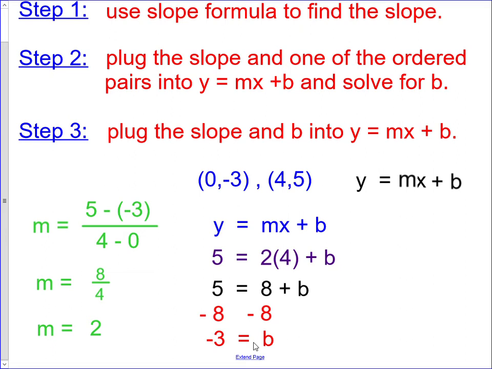Now we can take our slope, +2, and our y-intercept, -3, and plug them into our y is equal to mx plus b. So we replace the m with 2, we replace the b with -3, which we know plus -3 is the same thing as just subtract 3. So we end up with the equation y is equal to 2x minus 3.